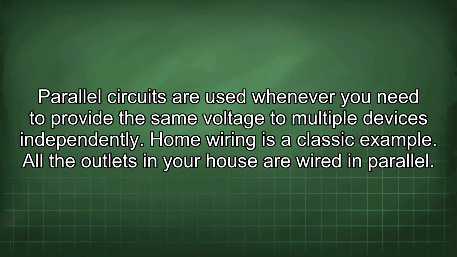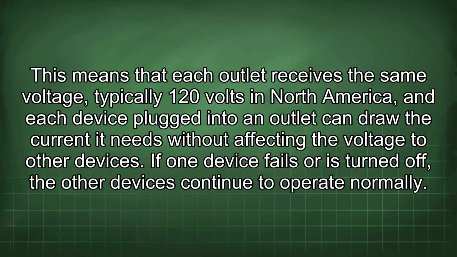Parallel circuits are used whenever you need to provide the same voltage to multiple devices independently. Home wiring is a classic example. All the outlets in your house are wired in parallel. This means that each outlet receives the same voltage, typically 120 volts in North America, and each device plugged into an outlet can draw the current it needs without affecting the voltage to other devices. If one device fails or is turned off, the other devices continue to operate normally.